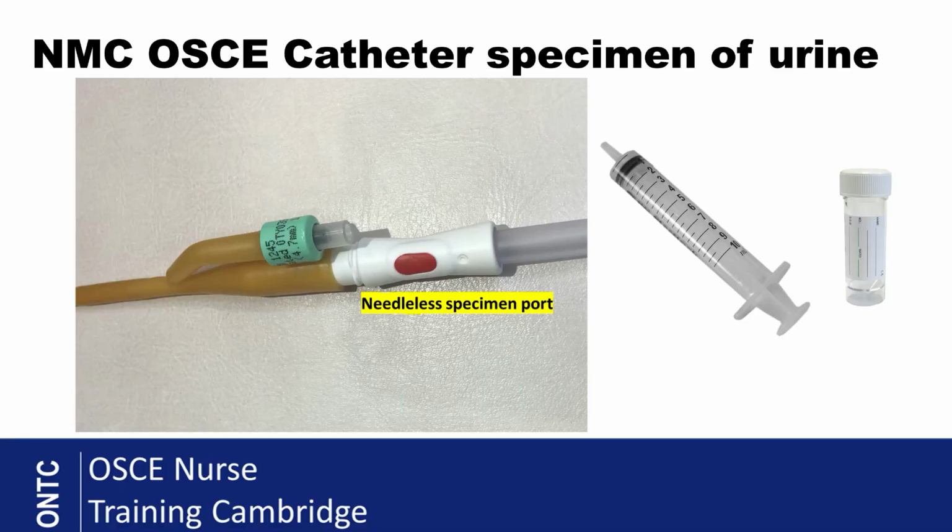So why do we collect it? We collect it for culture and sensitivity. It means we need to see if the patient is having any urinary tract infection. And the sensitivity part of it tells us what kind of antibiotics we can give to our patient, depending on what kind of urinary infection your patient has.